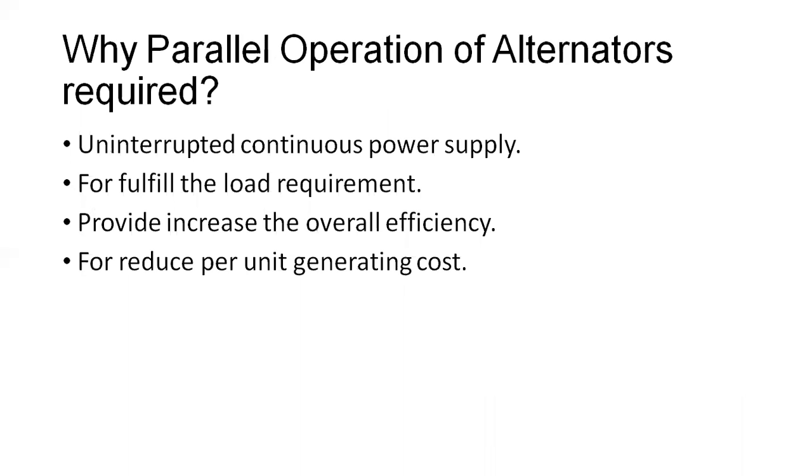Second, for fulfillment of the load requirement, if that sudden load increases, we can operate both alternators in a safe zone so that the current limit should be matched. Next, it increases the overall efficiency obviously, and reduces the per unit generating cost also. Per unit generating cost is reduced due to the safe operation. Clear? So those are the reasons for parallel operations.